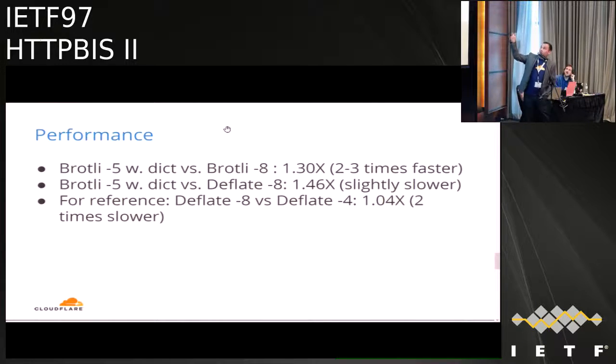And here's just an example. If you go from deflate-6 to deflate-9, you get just a 1.04 improvement, and we do that because we think that's worth it. Whereas if you use dictionaries, you get 1.46x at basically the same performance as far as CPU is concerned.